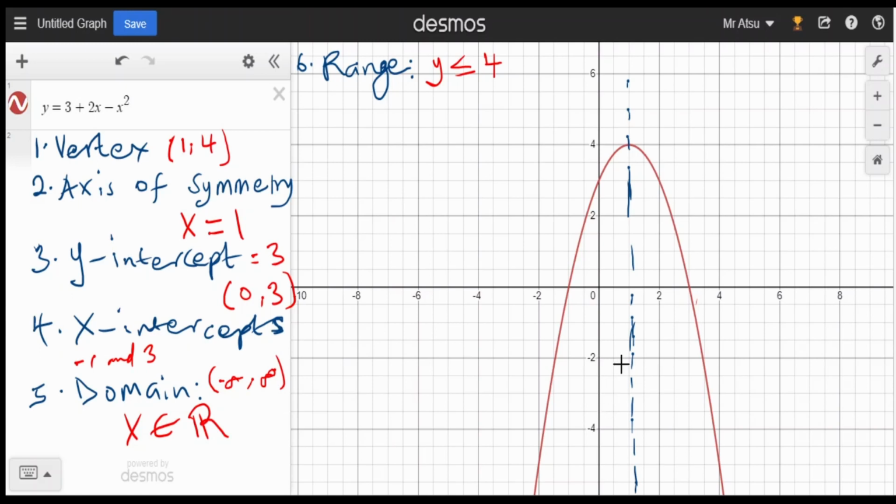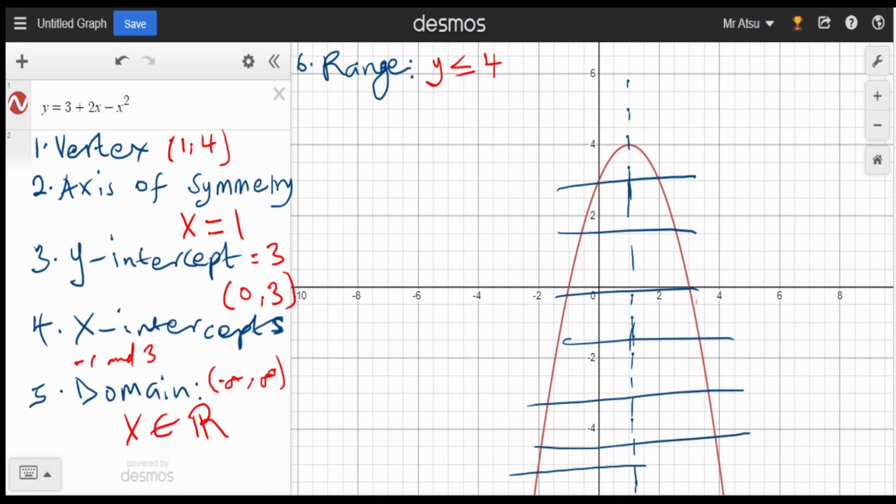That is just what the range is for. From here, any horizontal line you draw, as low as you want it to go, will cut the graph. But you can see that anything above 4 will not cut the graph. That is just what I'm trying to explain here.